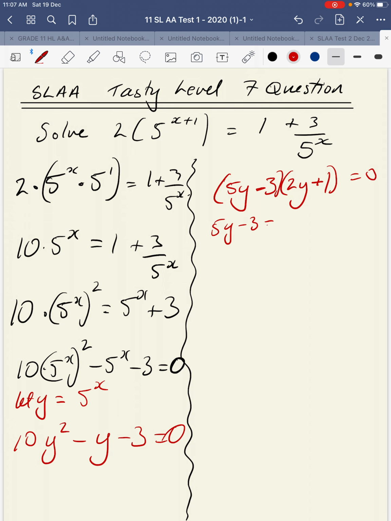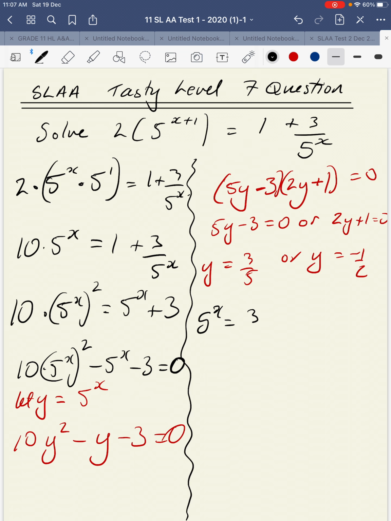And then let's go ahead and solve this. So either 5y minus 3 equals 0, or 2y plus 1 equals 0, so that leads to y equals 3/5, or y equals negative 1/2. Now let's go back into the variable that we started the question with. Y replaced 5 to the x, so 5 to the x equals 3/5, or 5 to the x equals negative 1/2.